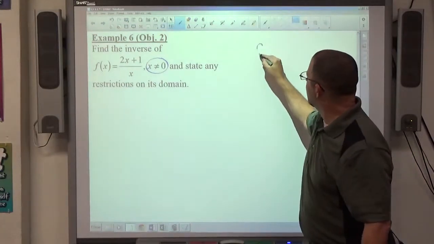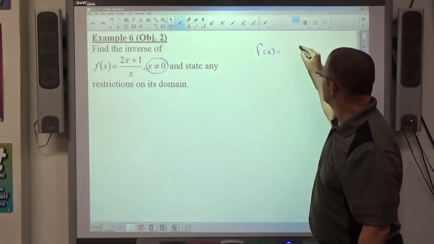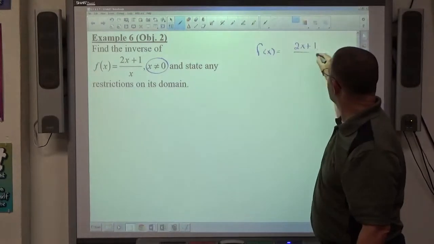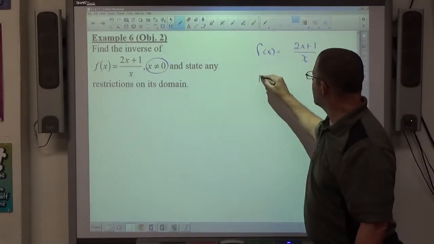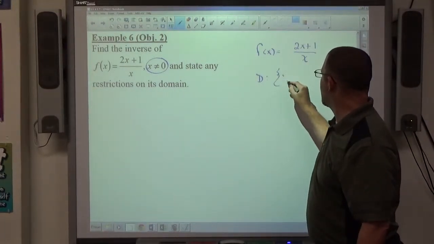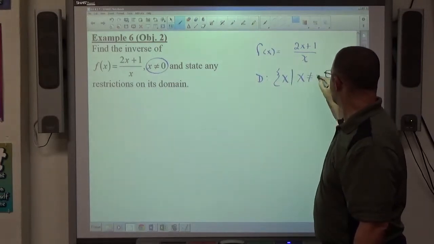So our original function, again, f of x is our original function, 2x plus 1 over x is its structure. The domain of this function is the set of all x values such that x does not equal 0.